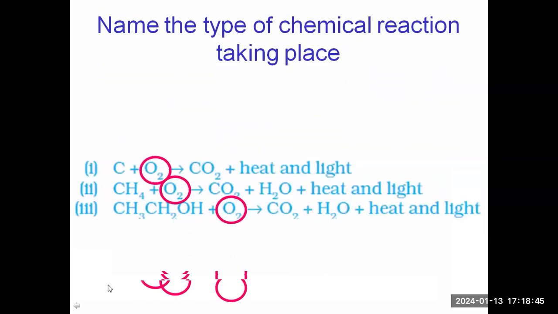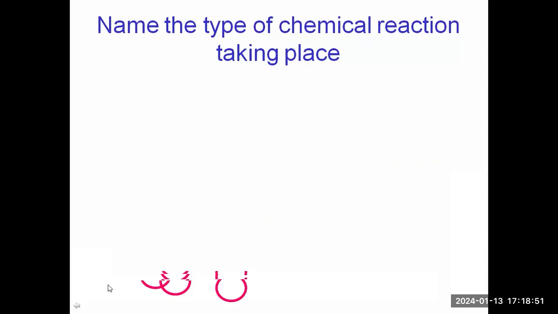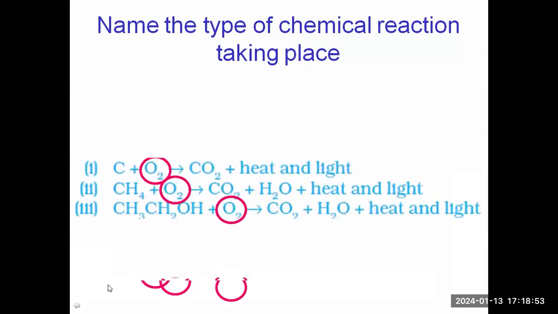Now you can see the three reactions here. In all the three reactions, the substance is gaining oxygen. Excuse me, ma'am.